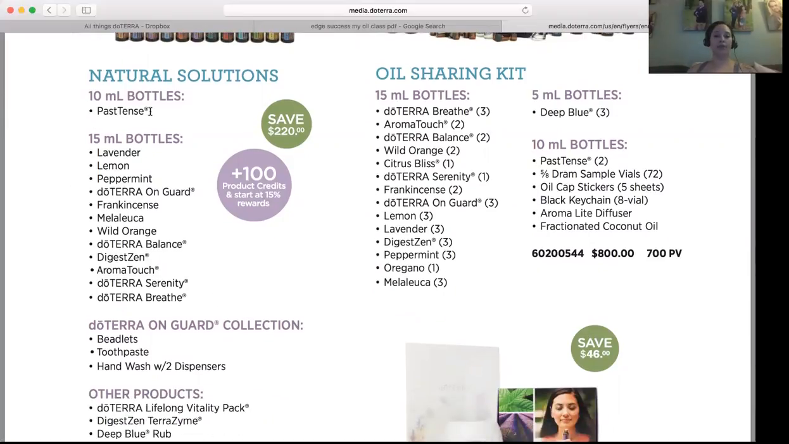A lot of people love Past Tense. Past Tense is, you know, a tension blend. It has peppermint in it. So doTERRA has blends and single oils. Then it has your lemon, lavender, peppermint, On Guard, frankincense, melaleuca. It has wild orange, which again goes amazing with that peppermint.